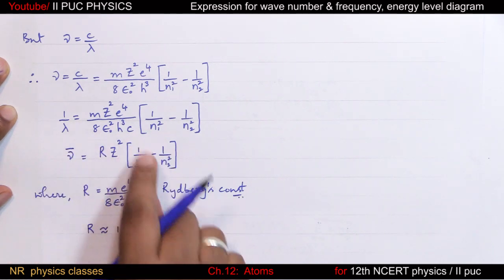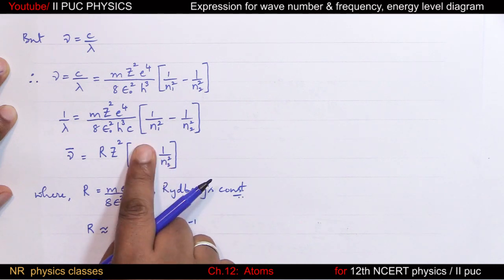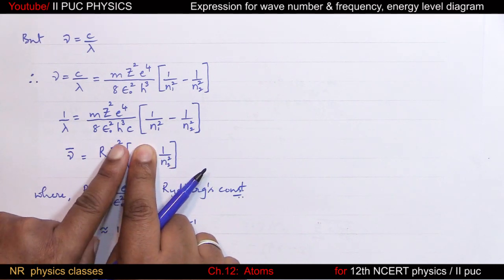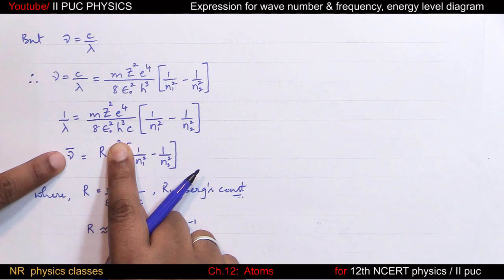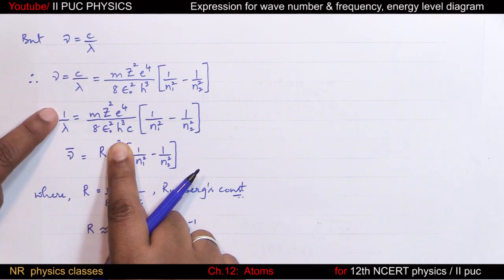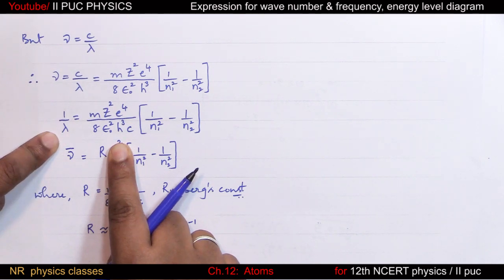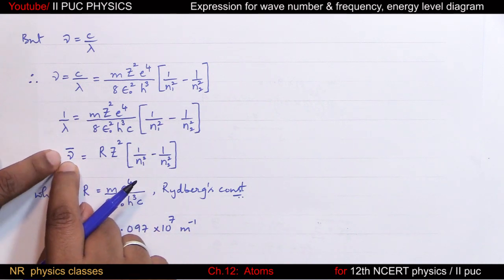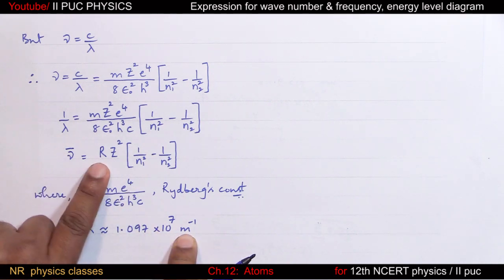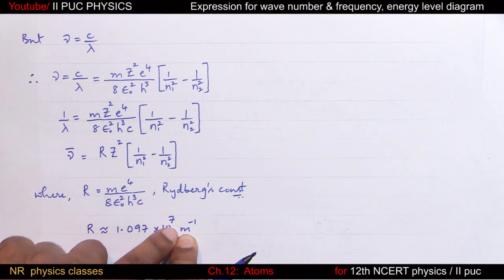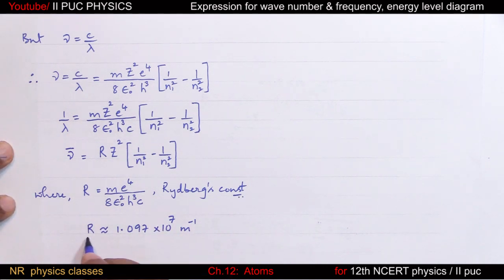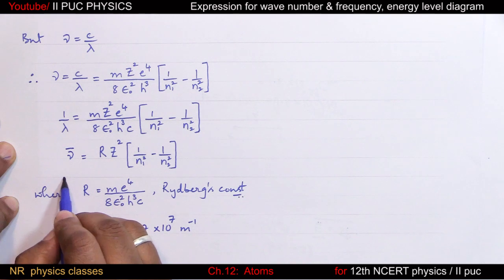Observe this equation. n1 into dimensionless, z square is dimensionless, nu bar is 1 by lambda, 1 by wavelength means per meter. If left hand side is per meter, right hand side r should be per meter. Okay, and this is the value of Rydberg's constant, and this is the expression for wave number.